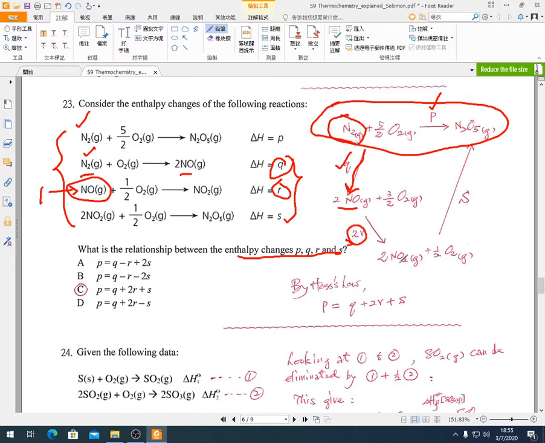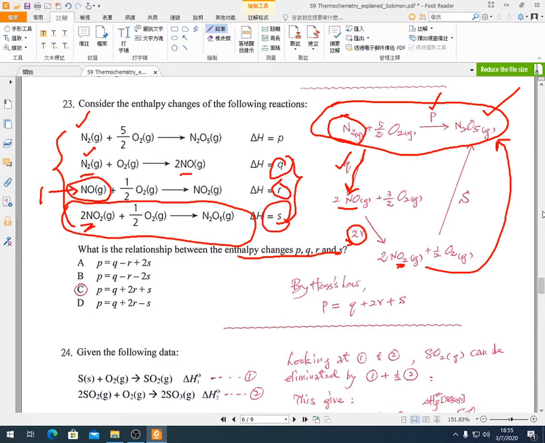And then for the NO2, how can we go back to N2O5? You look at another equation. It must be there, otherwise the question will be wrong. So you have N2O5, 1 mole here. So to look at this one, oh, luckily we have 2 moles of NO2. Then we complete the cycle, and this is S.